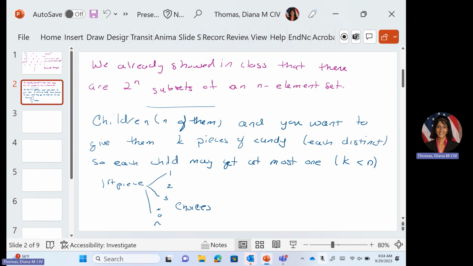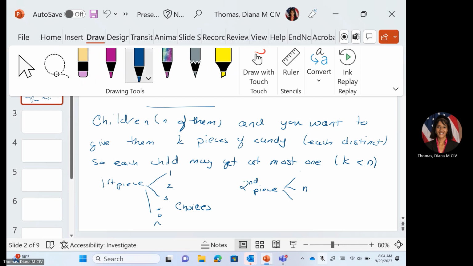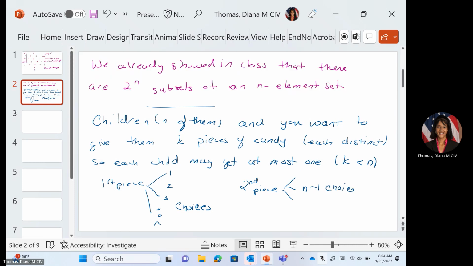So one kid got candy. Second choice, you have that second piece. How many choices do you have now? N minus 1. Until what happens? You were going to run out of candy. So let's make a formula for the ith piece of candy. I'll wait till you catch up on writing this out.